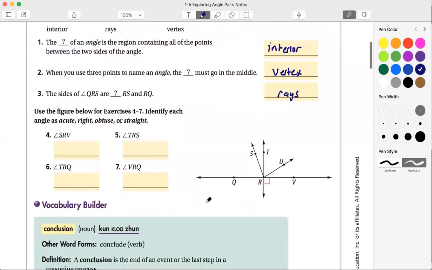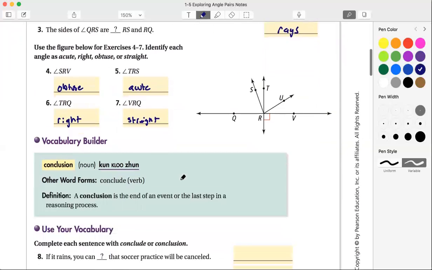Okay. So let's define the following. RV is bigger than 90, so therefore this is obtuse. TRS is a small thing. This is acute. TRQ looks to be a right angle. VRQ is a straight line, so this is a straight angle.